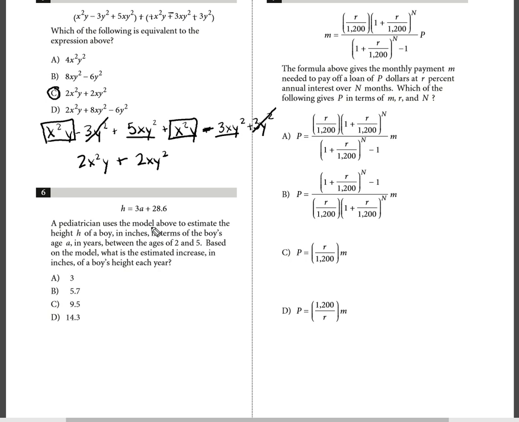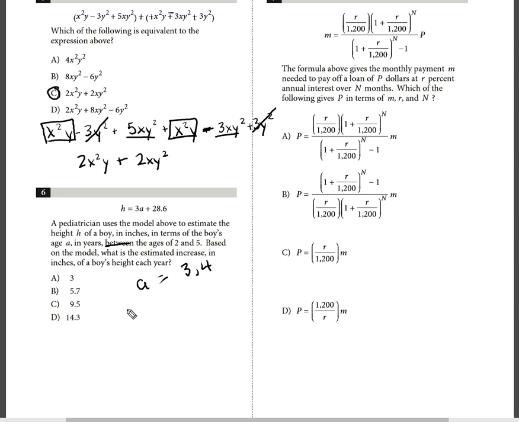Number 6. A pediatrician uses the model above to estimate the height, which is h, of a boy in inches in terms of the boy's age, a, in years between the ages of 2 and 5. Based on the model, what is the estimated increase in inches of a boy's height each year? So we want the increase per year. That means we need to plug in two different age values to figure out two different heights between the ages of 2 and 5. So we have 3 and 4 conveniently, which can be his ages.